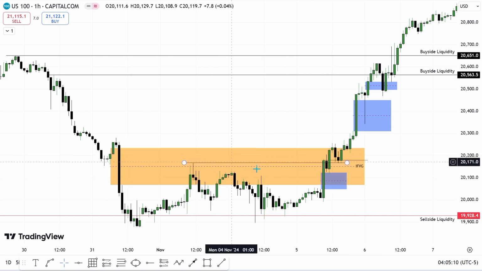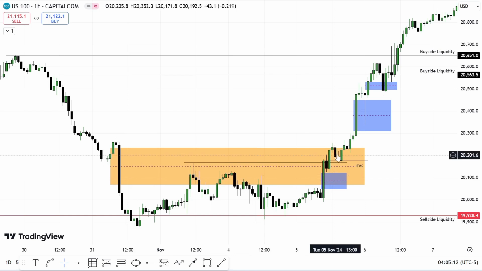Just this price trading out of this inversion fair value gap, or let's say a bearish fair value gap. Trading out of this bearish fair value gap validates a shift in market structure, and also makes it become an inversion fair value gap. So now where's our target going to be and where's our entry going to be?